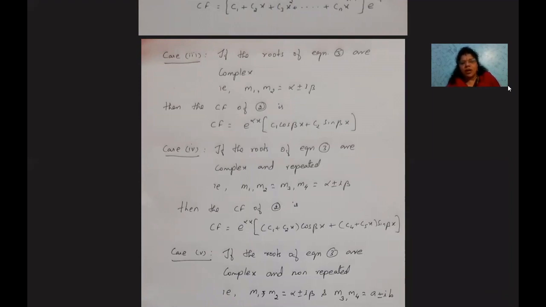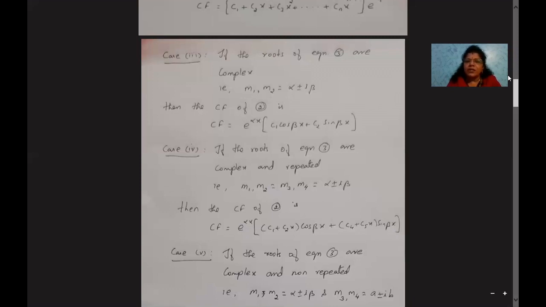Suppose the 2 roots are complex. For example, if m1 and m2 are alpha plus i beta and alpha minus i beta, put together, we can write m1, m2 is alpha plus or minus i beta. Then the complementary function of equation 2 is e power alpha x into c1 cos beta x plus c2 sin beta x. The next case is, suppose two different roots we are getting, but both are complex.